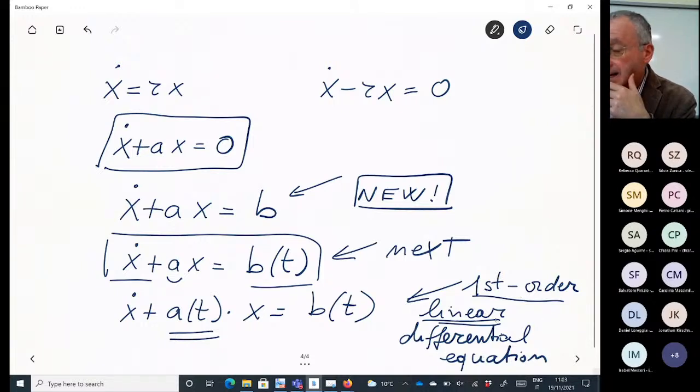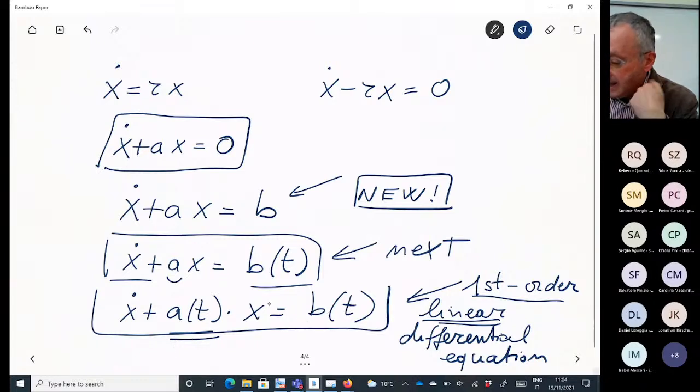And I would add also, in the general case, another adjective, which is important. This is the general case. If B(t) and A(t) are actually changing over time, this equation is non-autonomous. But if A and B are constant over time, the equation is autonomous.